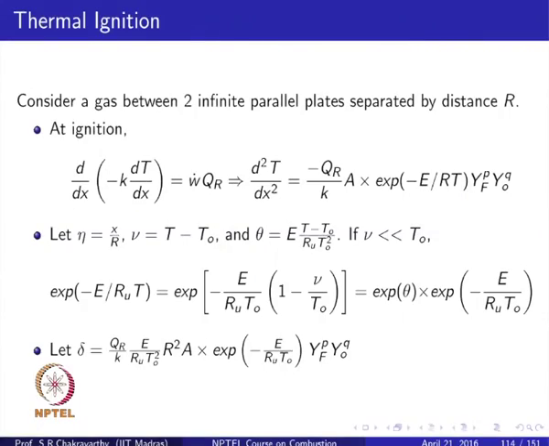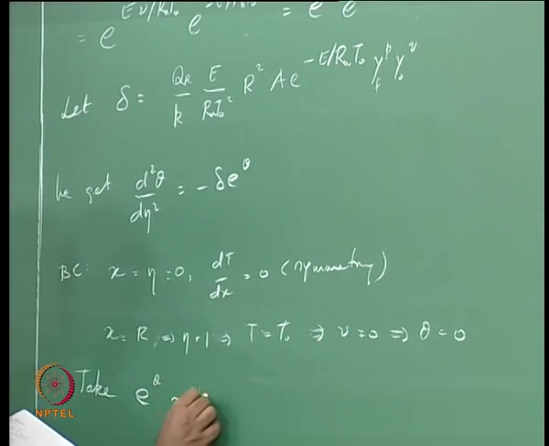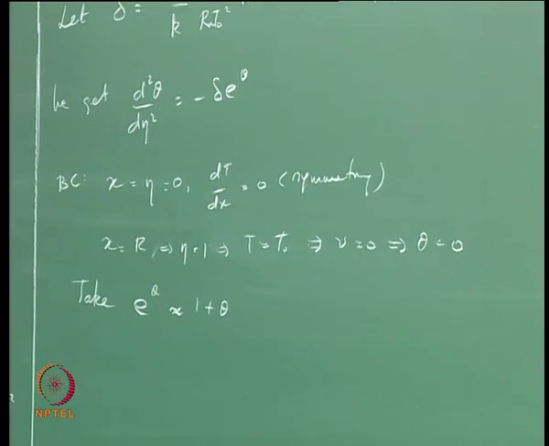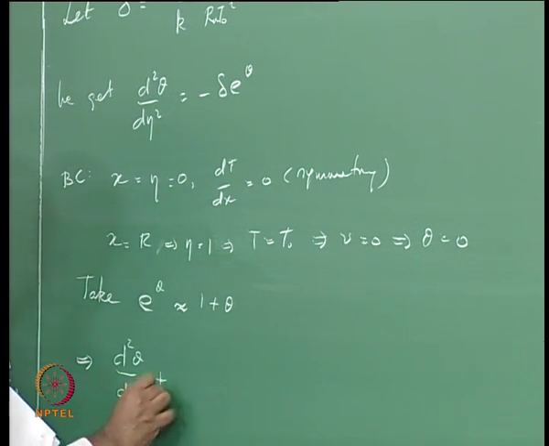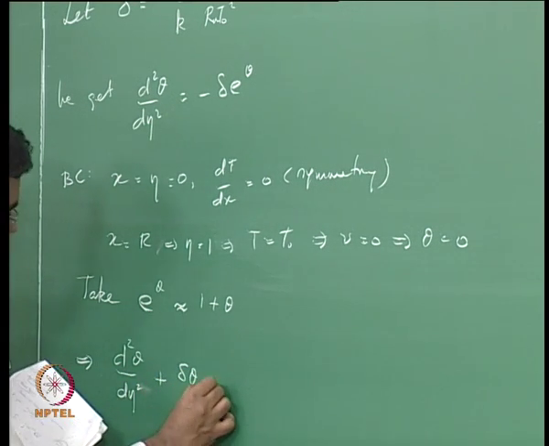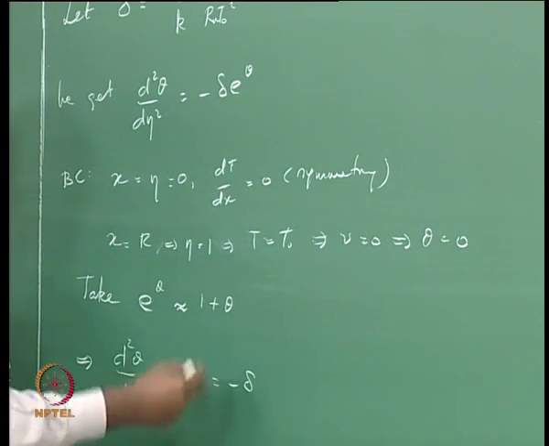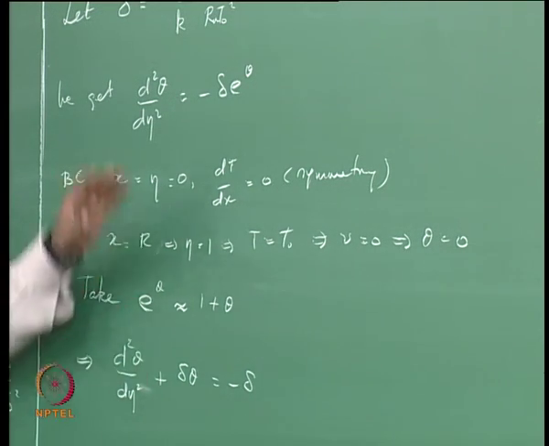Theta equal to 0. Now let's do something like a linearization. So take e to the theta as 1 plus theta. That means you do a Taylor expansion and chop off things that are going as a square and so on. So if you do this, that's pretty straightforward. What this means is d squared theta divided by eta d eta squared plus delta theta equals minus delta. So you just go back and plug e to the theta as 1 plus theta in this and expand out and take the term with the theta to the left hand side so that you have a differential equation that looks a lot more familiar when compared to what we have been having.